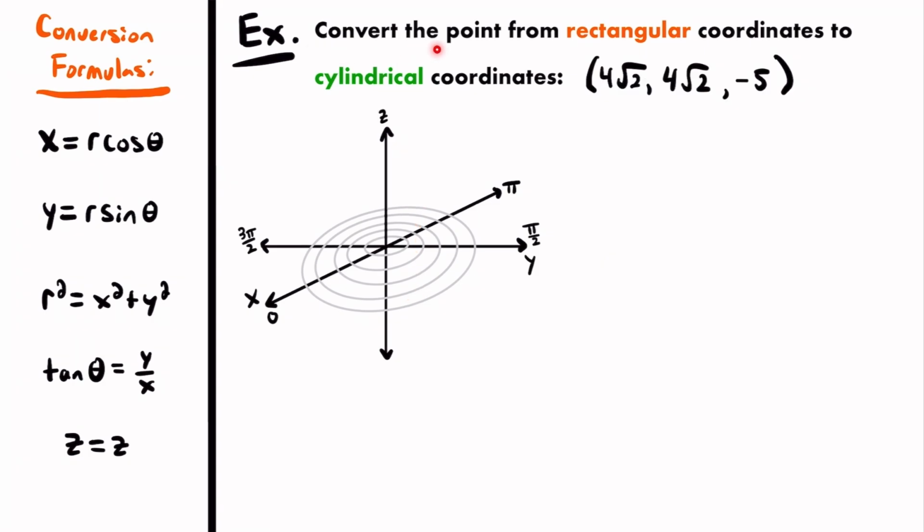This time we want to convert the point from rectangular coordinates to cylindrical coordinates, and our point is 4 square roots of 2, 4 square roots of 2, negative 5. All right, so this is a point in rectangular coordinates, which means that x equals 4 square roots of 2, y equals 4 square roots of 2, and z equals negative 5.